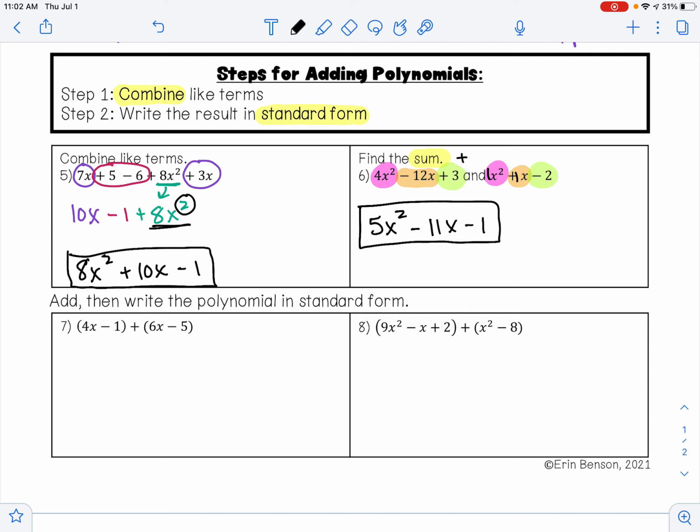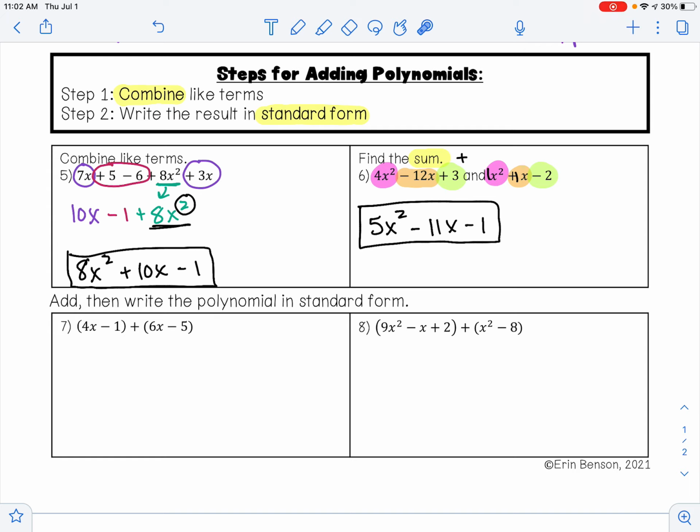For our last two examples, it says add, then write the polynomial in standard form. You'll notice with these two examples, now we have parentheses around the polynomials. When we have parentheses, we check to see if there's anything to distribute first. If there's nothing to distribute, then we can just go ahead and drop the parentheses and combine like terms.